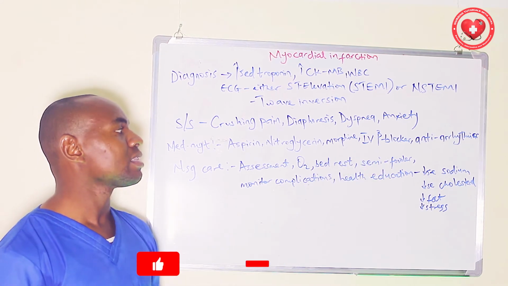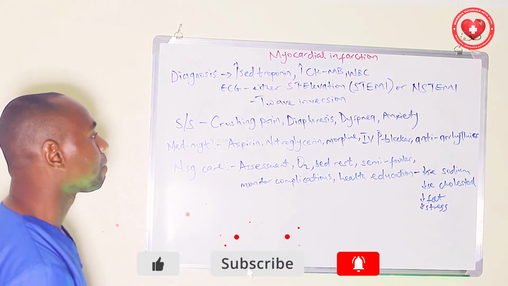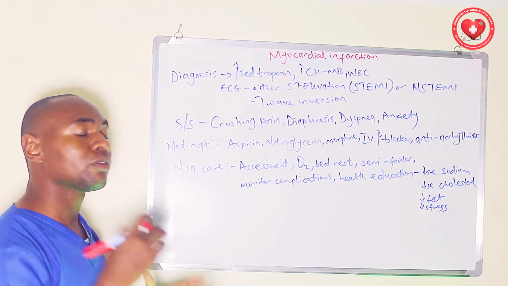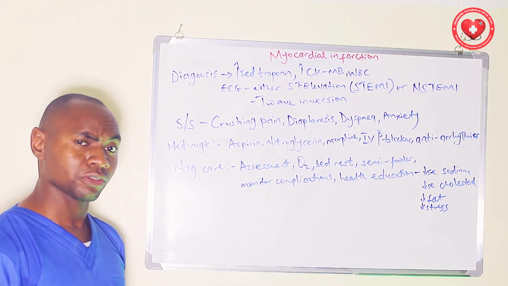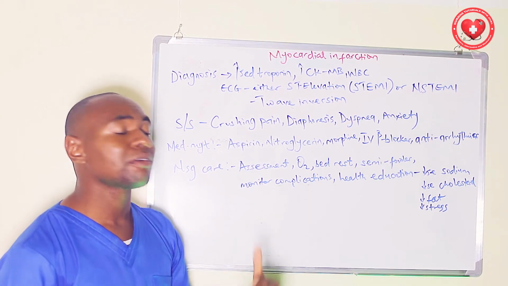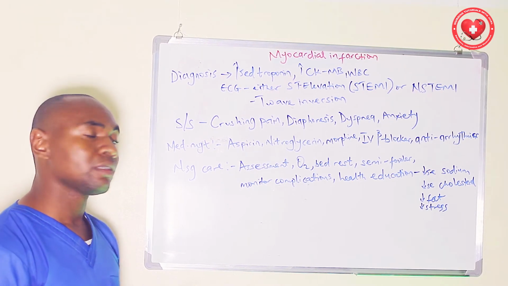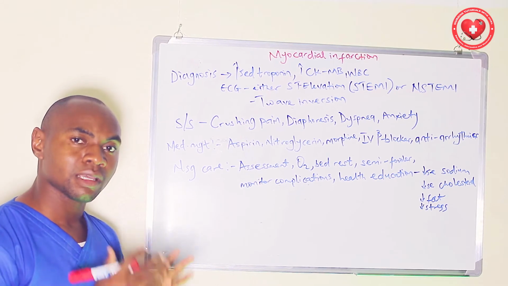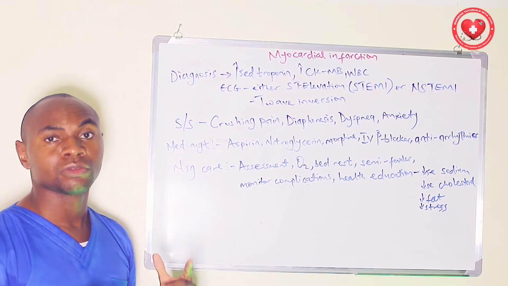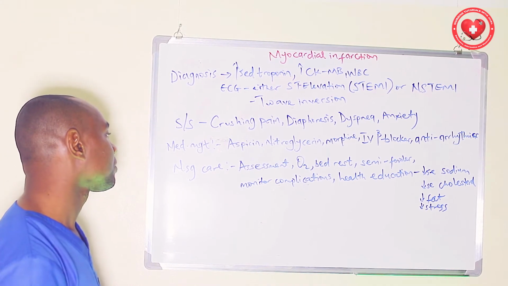Then IV beta blockers like propranolol and atenolol are given to reduce the oxygen consumption by the myocardium of the heart. Then antiarrhythmics could also be given, like amiodarone, which tries to stabilize the heart rhythm. Now, there are some other surgical interventions that could also occur.